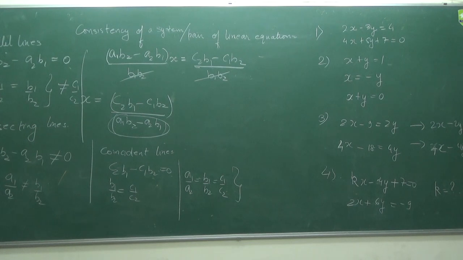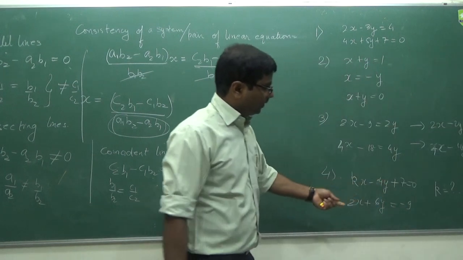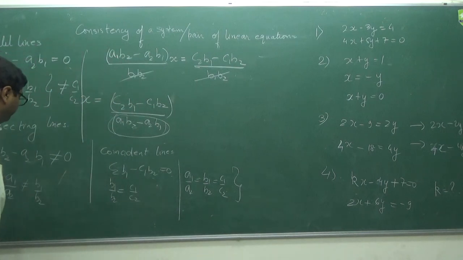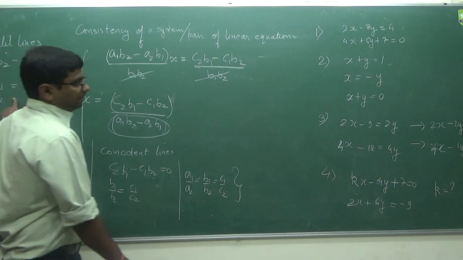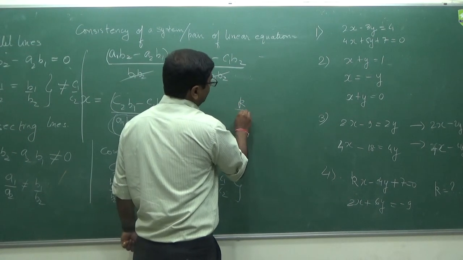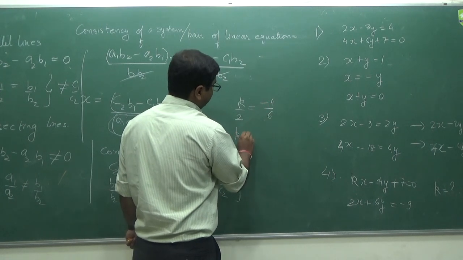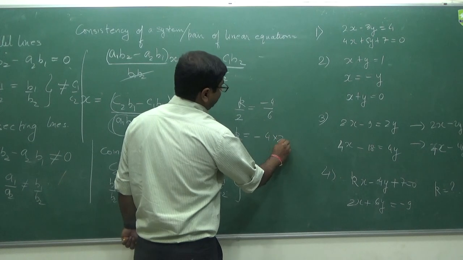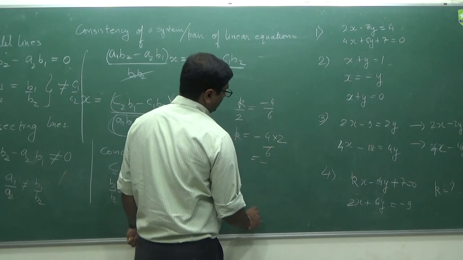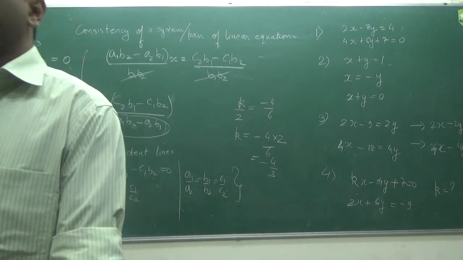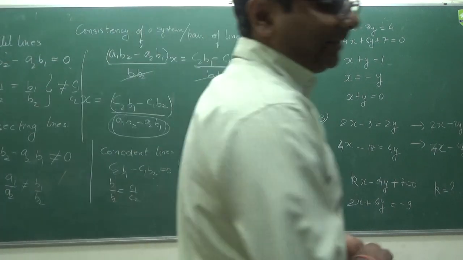Anyways, yeah. Veda understood? No. See, what did I ask? What is the value of k if they are parallel? What is the condition for parallel? Tell me. That a1 by a2 is equal to b1 by b2. Right. So k by 2 must be equal to minus 4 by 6. So k is minus 4 into 2 by 6, which is negative. Understood. Okay. Consistency, inconsistency.